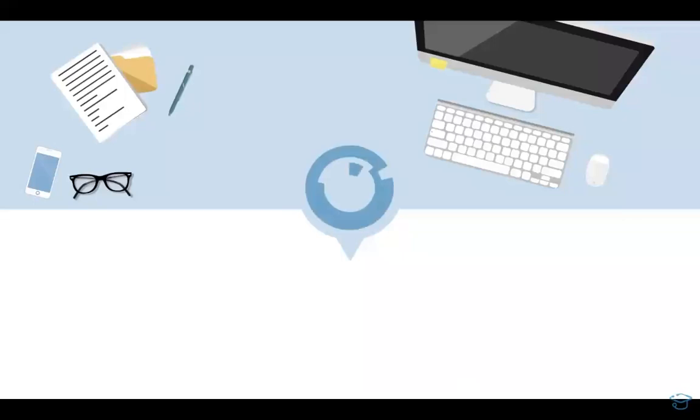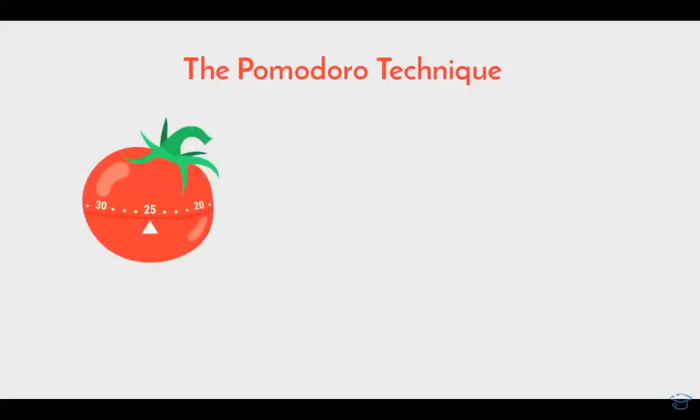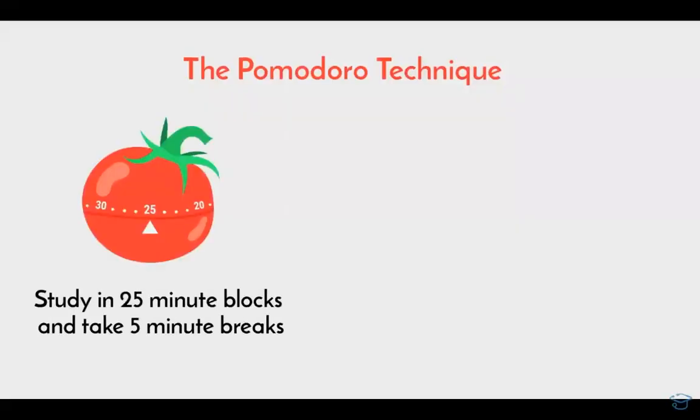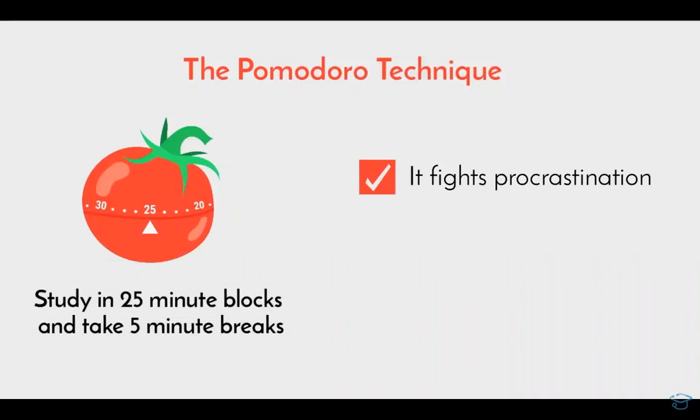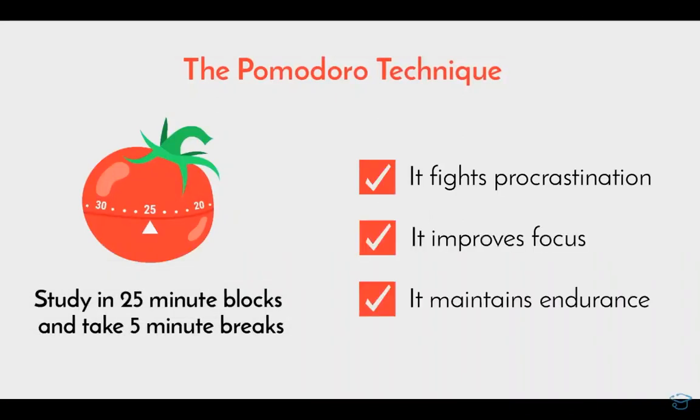Now, in terms of timing and pacing, one of my all-time favorite study hacks is the Pomodoro technique. Essentially, you focus on one task, study in these 25-minute blocks, take 5-minute breaks, and it sounds very simple, but it actually is super effective at fighting procrastination, improving your focus, and maintaining endurance. I go over how you can use it most effectively in my Pomodoro video.